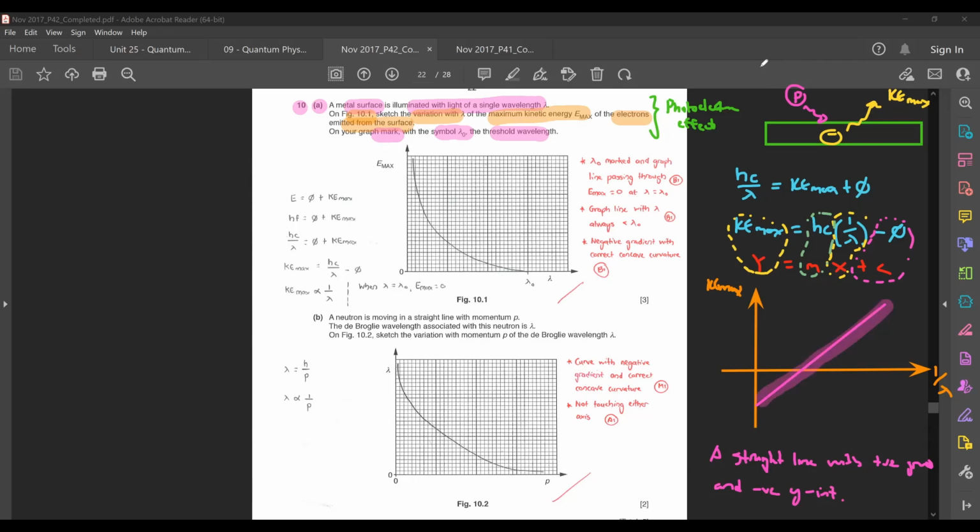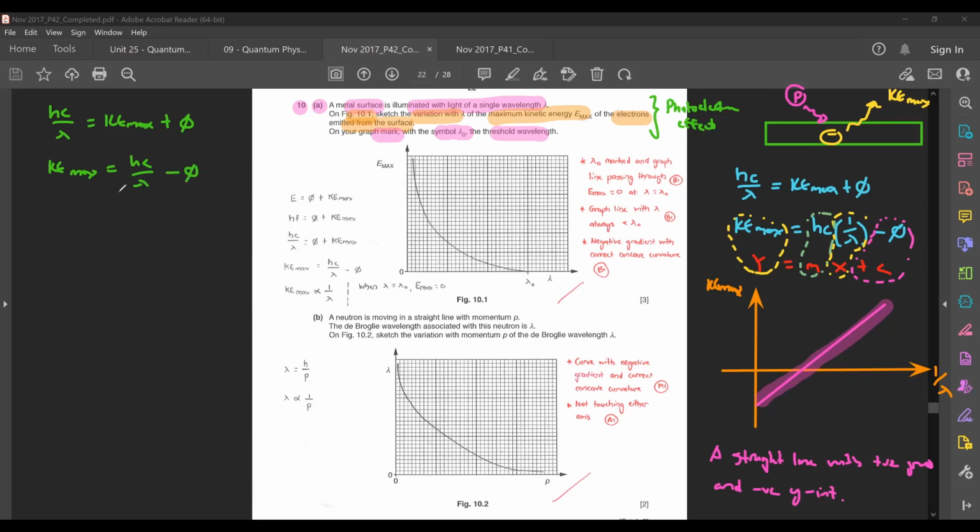But the graph that you're being asked to draw here is KE max versus lambda. It's a completely different graph. So how do you know the graph shape in the first place? Again, you use the photoelectric effect equation. I'm just going to use the one I have here, where hc over lambda equals KE max plus phi, such that KE max equals hc over lambda minus phi.